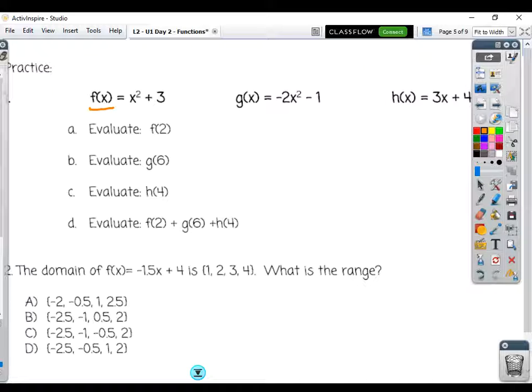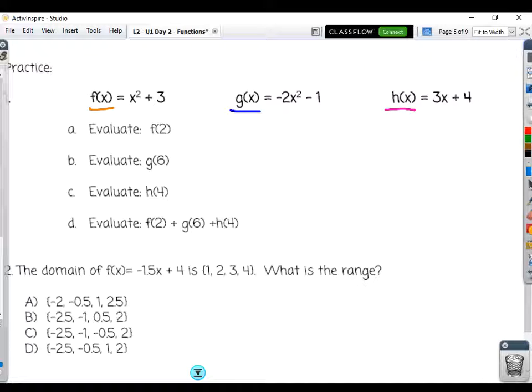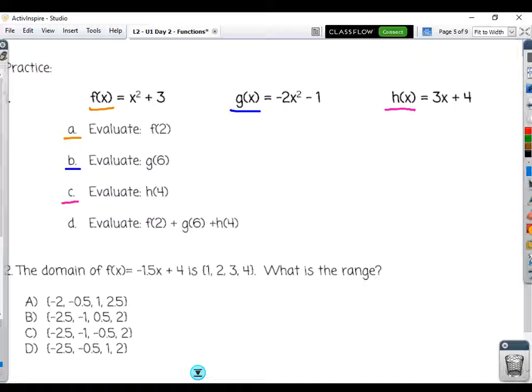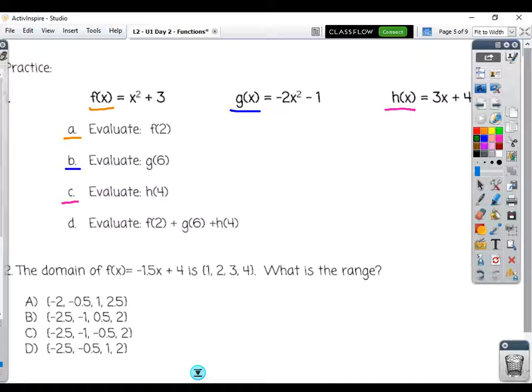You have f of x, we have g of x, and we have h of x. And then we ask you for each one. So we ask you to find h right here. We ask you to find g right there, g of 6. And we ask you to find f of 2 right here. So take a second to actually practice those out. And then once you have, you'll be able to answer question D. So press pause and give that a shot.